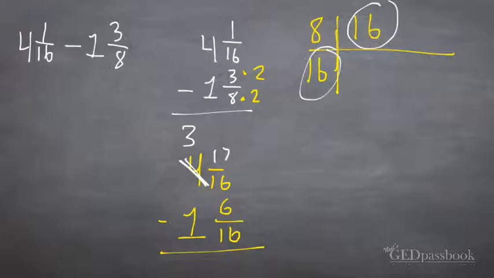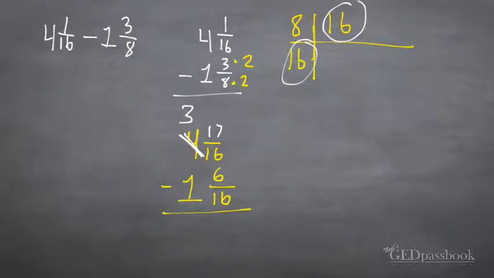Did that make sense? It's a little choppy, my explanation. I apologize. But it becomes 3 and 17 over 16. Why do we do all of that? Why do we go through all that craziness? Pretty straightforward.